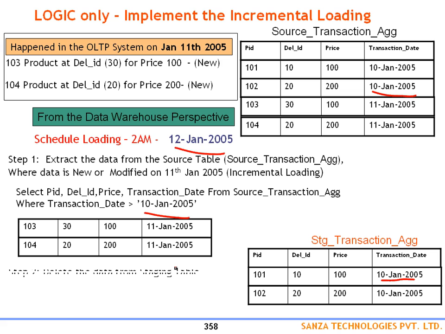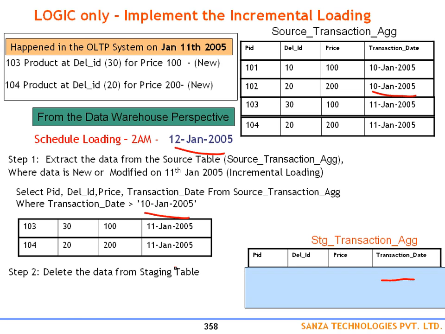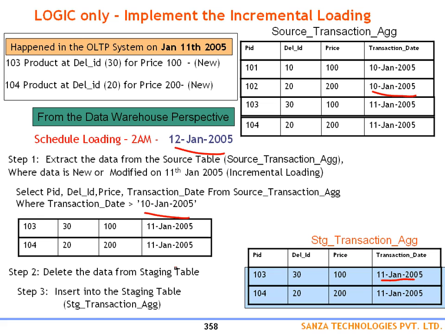So I extract data greater than 10th January 2005, then delete the data in the staging table and insert the extracted transactions. This loading is called incremental loading. We are not going to extract the complete data. We are going to extract only the data which was created, new or updated in my source table. How do I know which records to take? Whatever has already been loaded in my staging table, greater than that I will extract the next time.